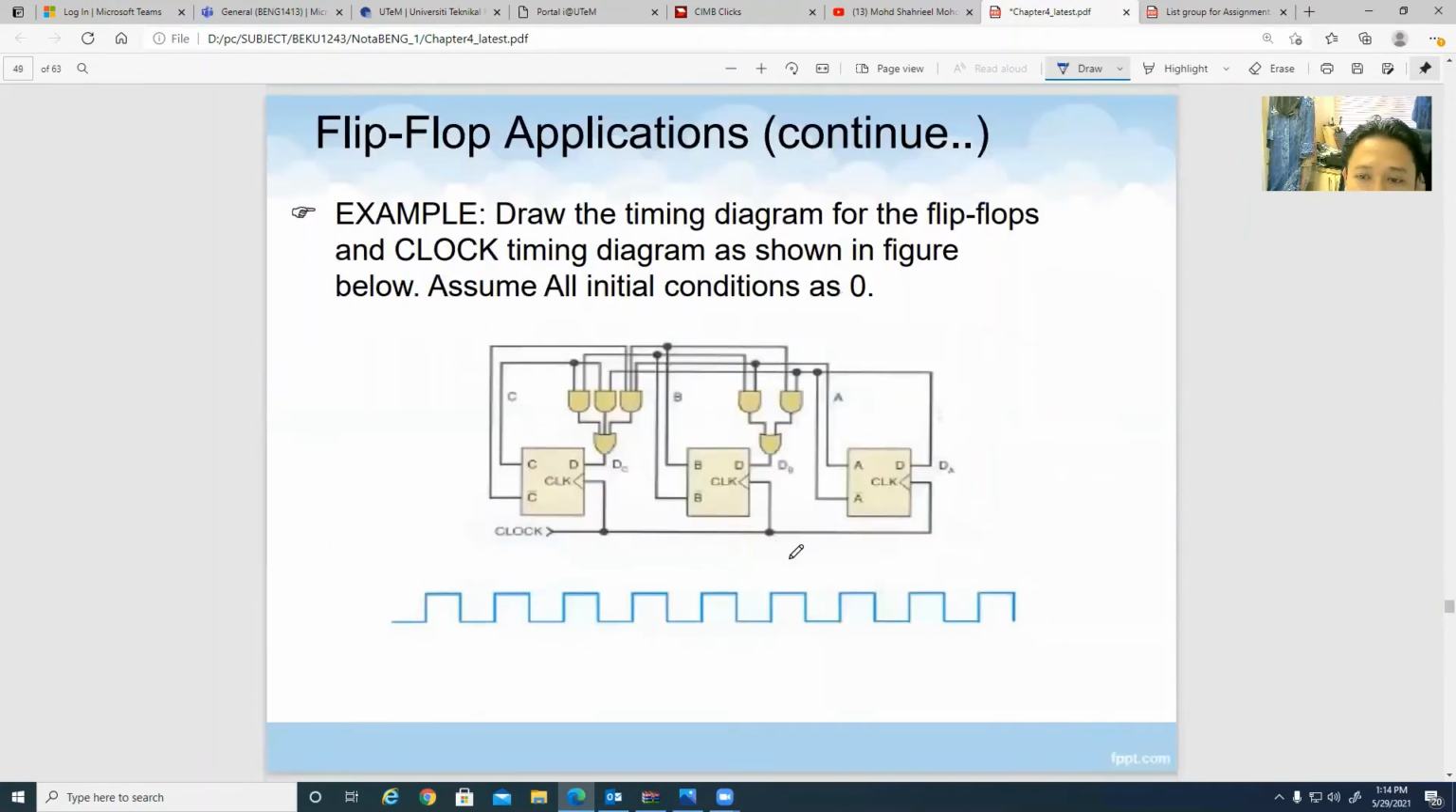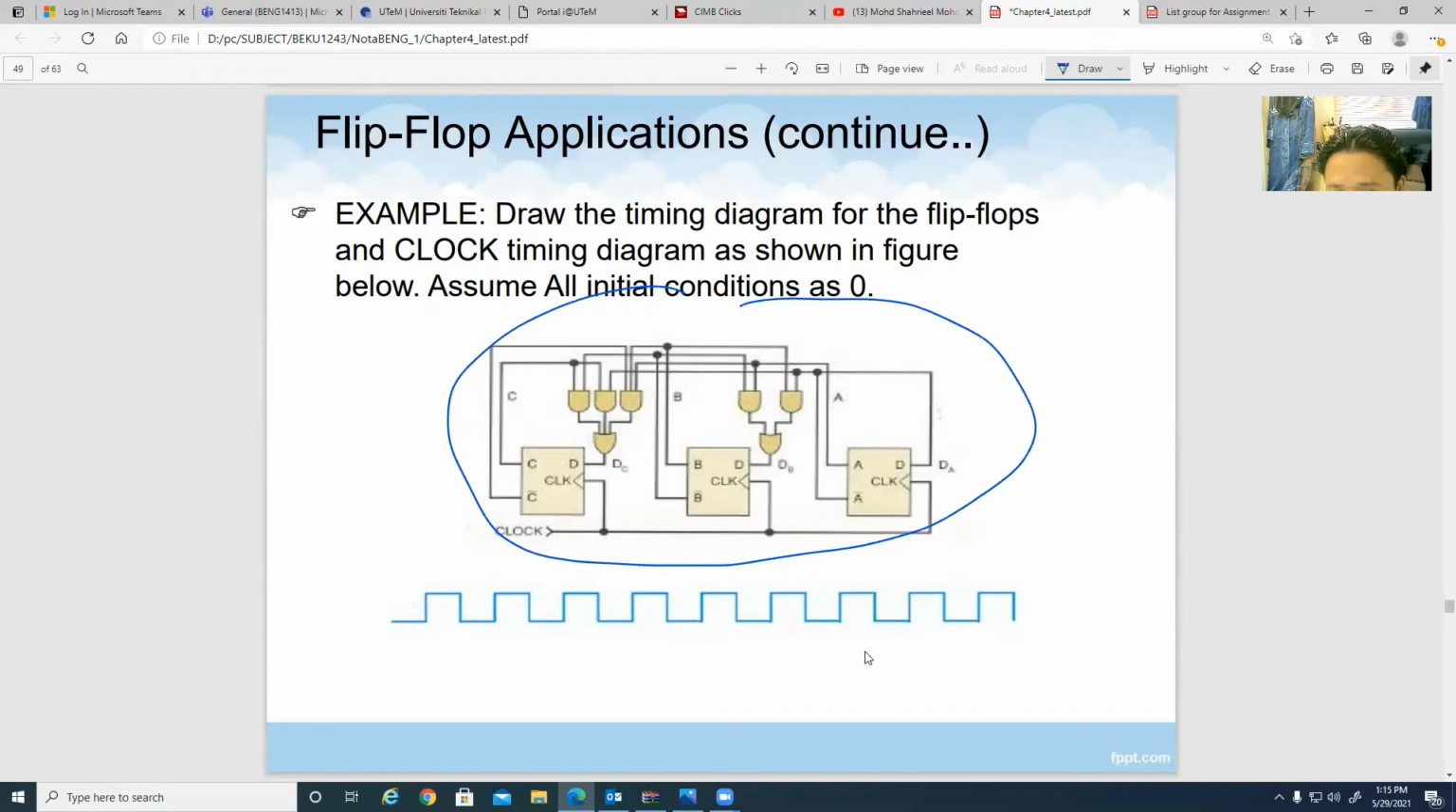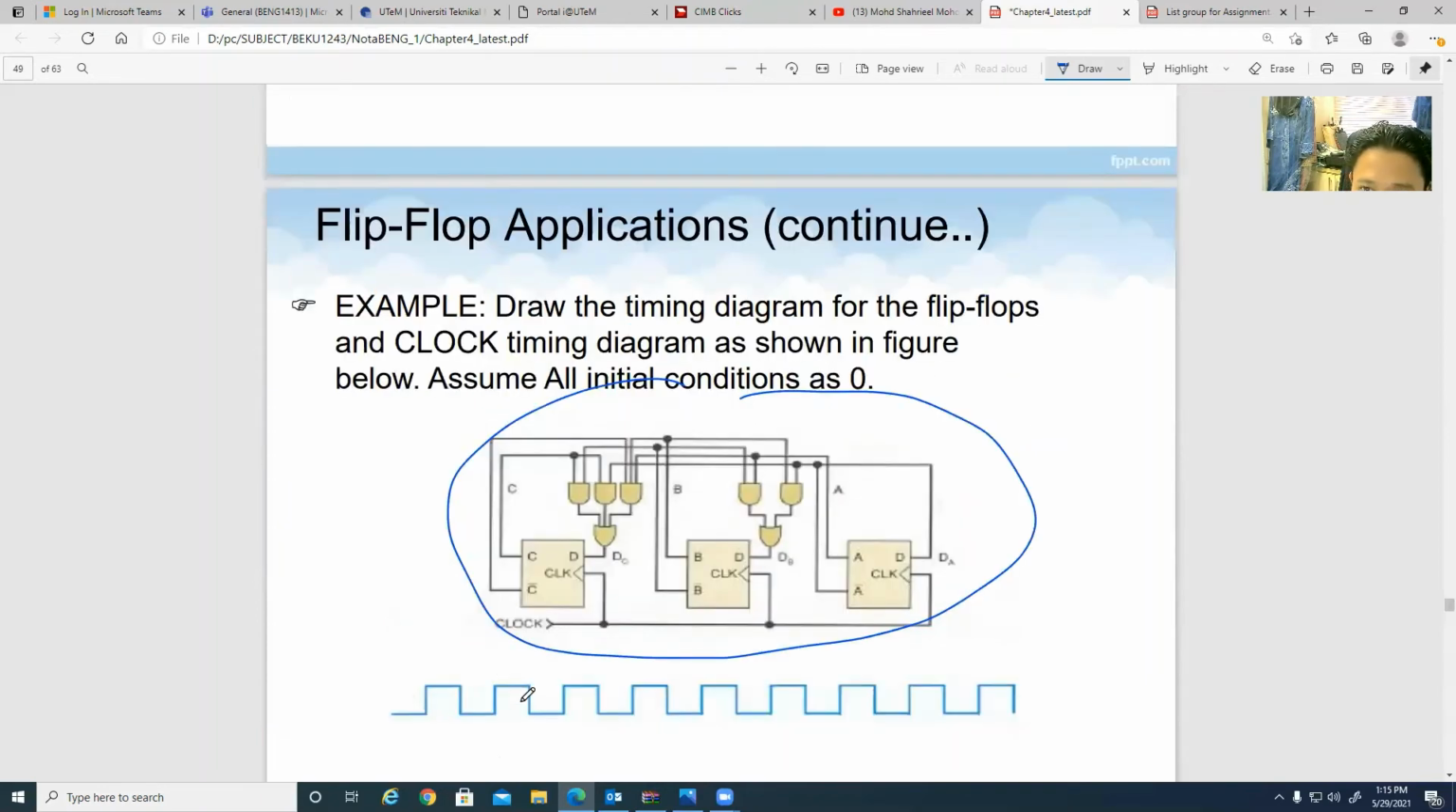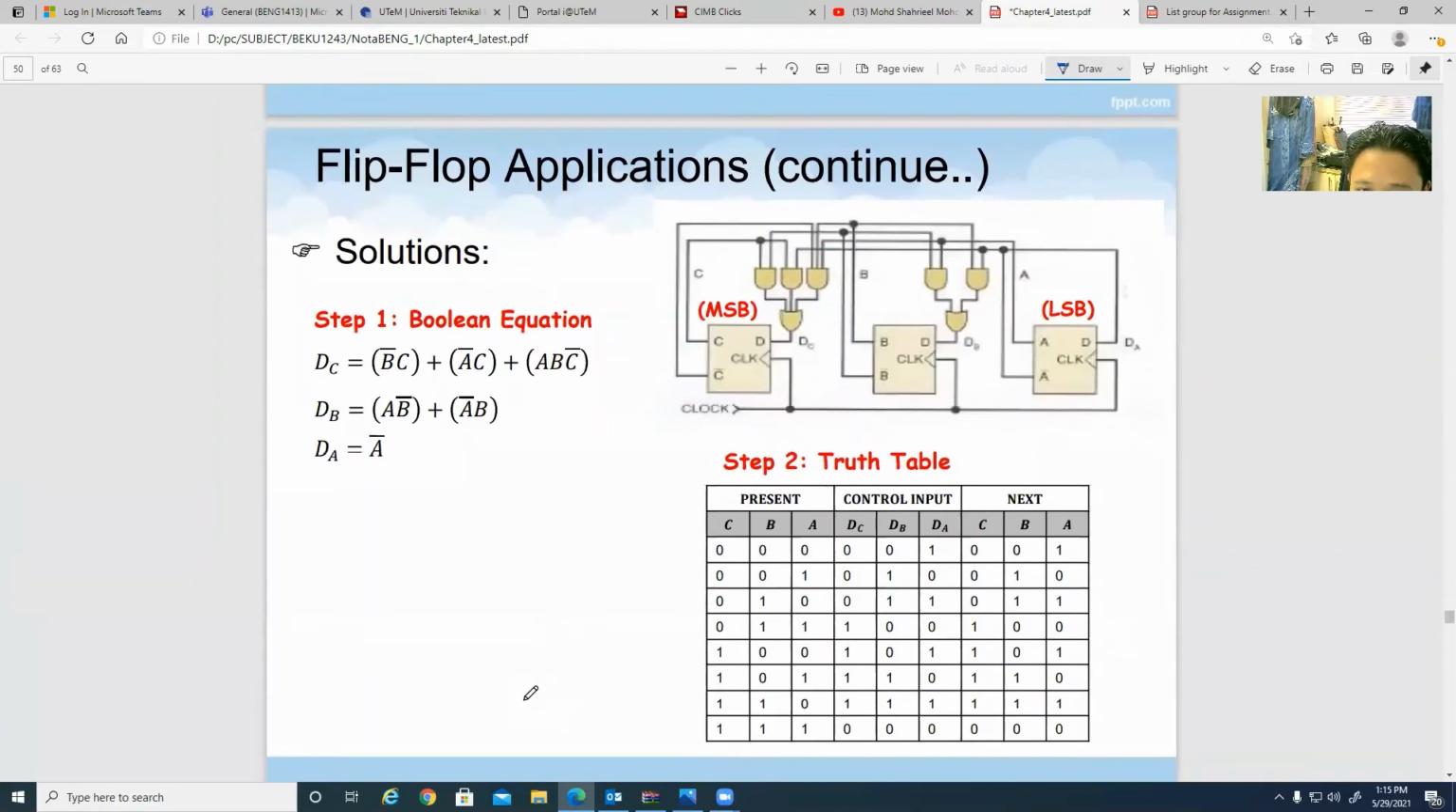Okay, so we go for the example here. We have the circuit here. As all initial condition is zero, this is the clock. So the first step that I mentioned to you, you have to get the Boolean equation for every input here. Maybe I declare this as DC, this one you can declare DB, and this one will be DA. So you can get the Boolean equation for every D: DC, DB, and DA.